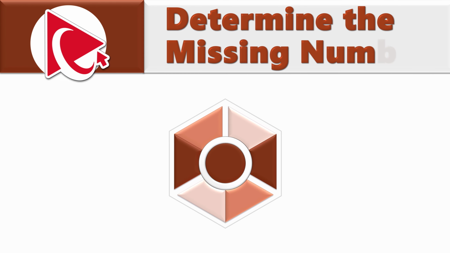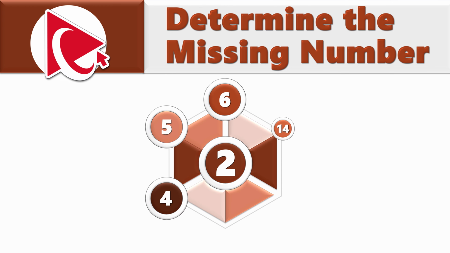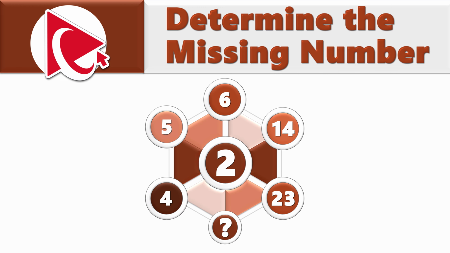You're presented with the hexagon. Hexagon has number 2 in the middle and numbers 4, 5, 6, 14, and 23 followed by the missing number on the outside. You need to calculate and select the missing number out of 4 possible choices.